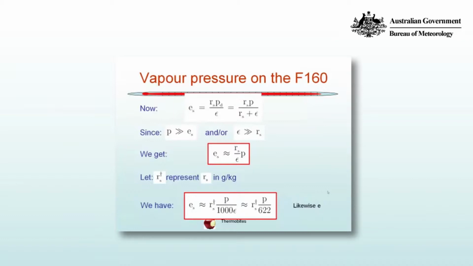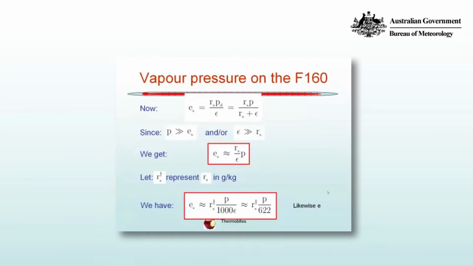epsilon. But the saturation vapor pressure is much less than the total pressure in the atmosphere, or this epsilon is typically much larger than the saturation mixing ratio, and so you can approximate the equation for the saturation vapor pressure as Rs on epsilon by P.